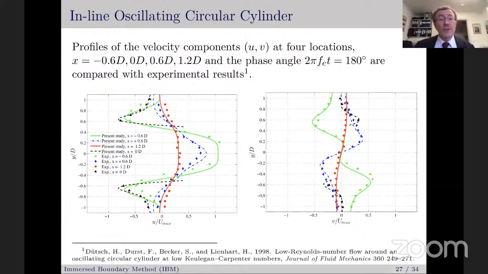Here we have the validation of our approach by comparing with experimental data at certain x locations. Here, in the left figure, the velocity in x direction, U, is compared with experimental data. Our results are the lines, and the experimental data are the symbols. So you see there is general good agreement. The same is true for the velocity in the y direction, V. And the data here are obtained from our colleagues from Erlangen University in Germany.